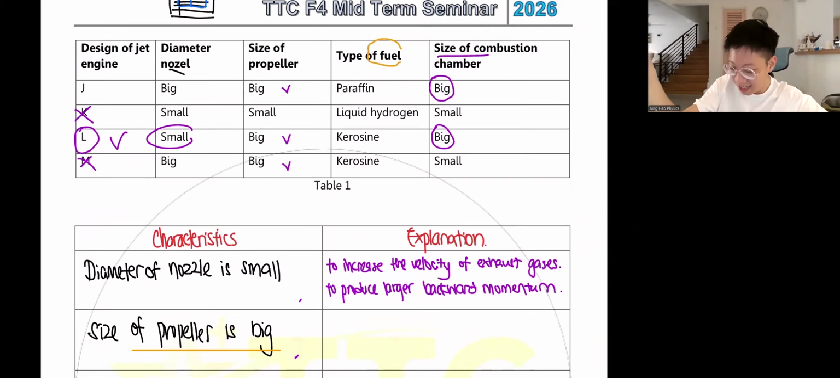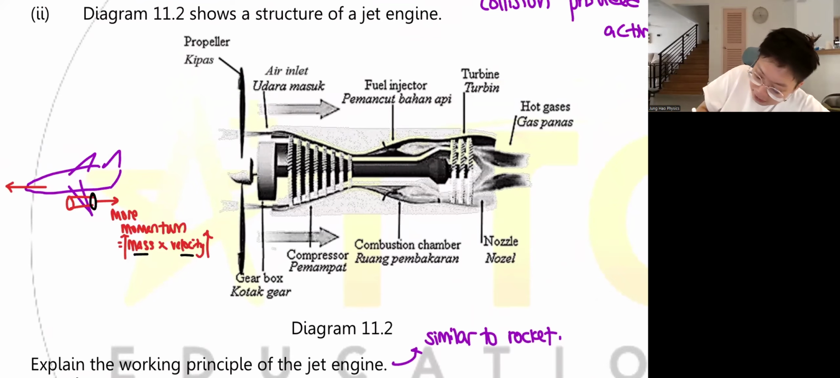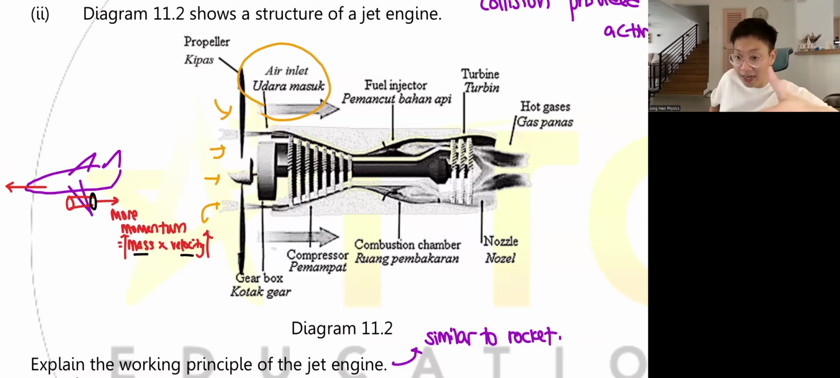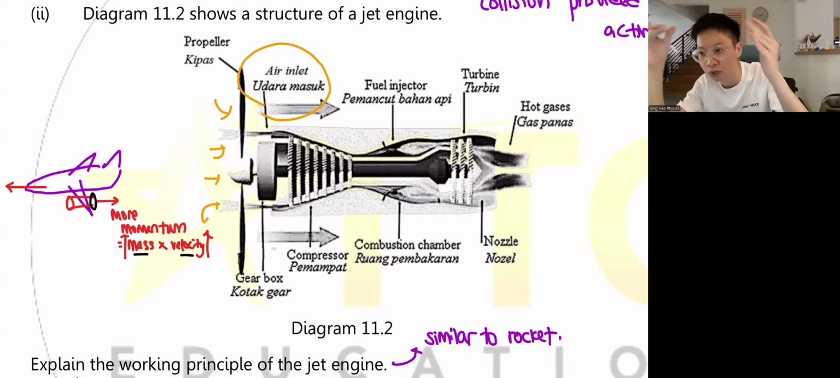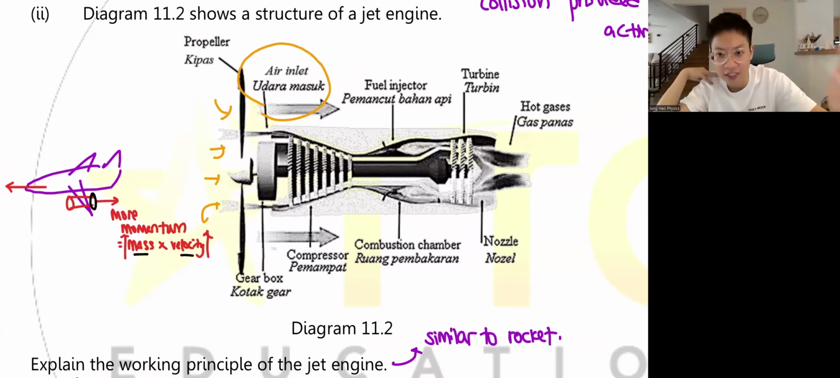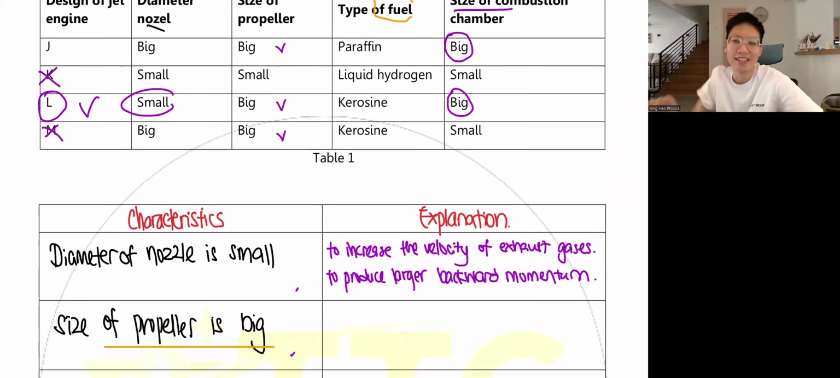Okay, next. The size of propeller is big. Okay, guys, what's the purpose of the propeller? The propeller is to suck the air in, right? So it pulls more air in so that it can be compressed. You have more air to support the combustion, because in order to burn the petrol, you need sufficient oxygen.